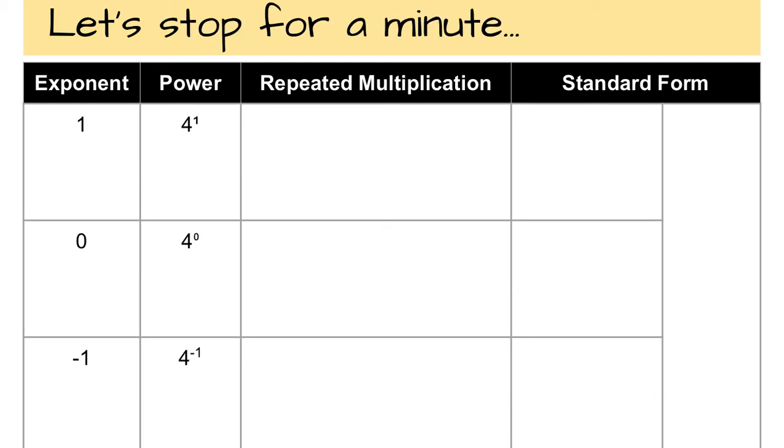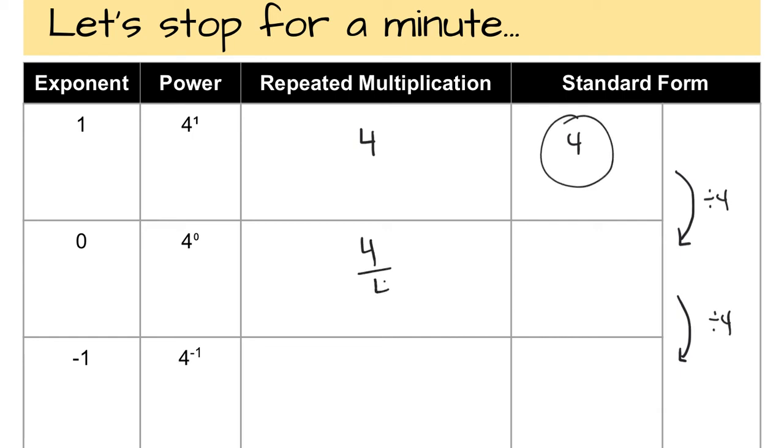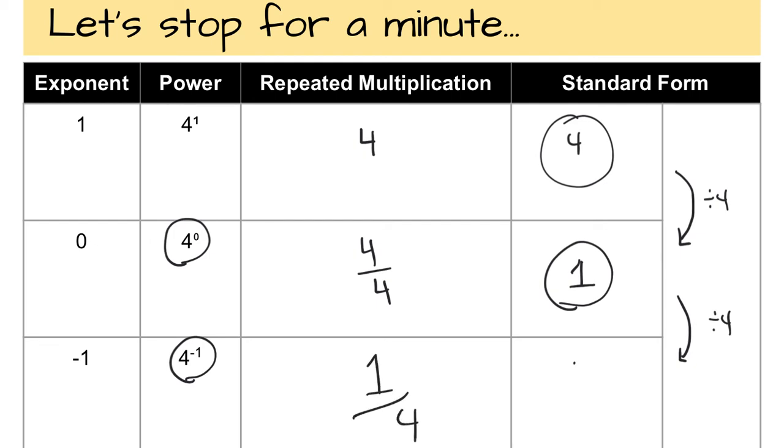Let's just recap what we saw in our previous example. So 4 with an exponent of 1 as repeated multiplication is just 4, standard form of 4. And we said to get to our next values, we divide by 4, divide by 4. So we're going to take our 4, divide by 4, that's going to give us a 1. So with an exponent of 0, our answer is 1. And to get 4 with an exponent of -1, we're going to divide by 4 again, which gives us an answer of 1/4.